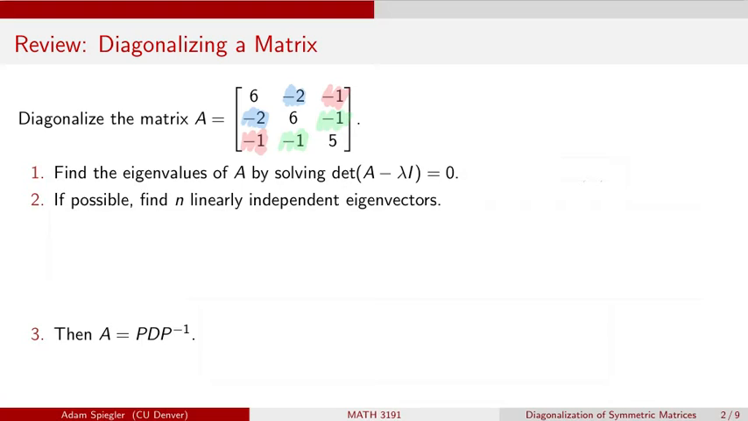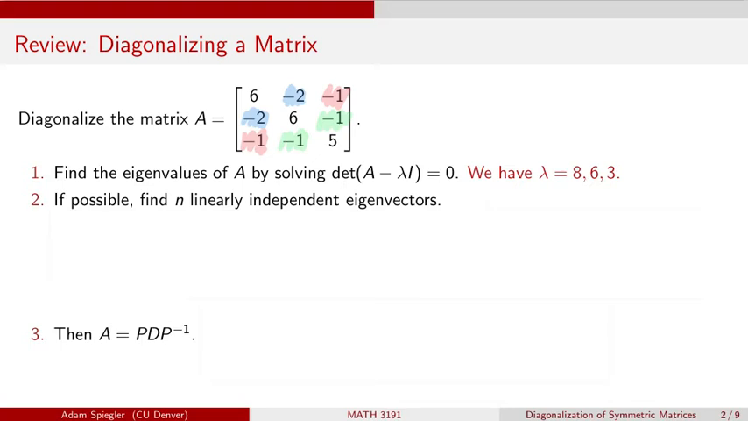The way that we diagonalize a matrix is we first find the eigenvalues of that matrix. In this case, you can verify that this matrix A has 3 distinct eigenvalues: lambda equal to 8, 6, and 3. There's a link to a Colab document in the description of this video where you can check these calculations. But I would definitely encourage you to review how you find characteristic equations and how you find eigenvalues.